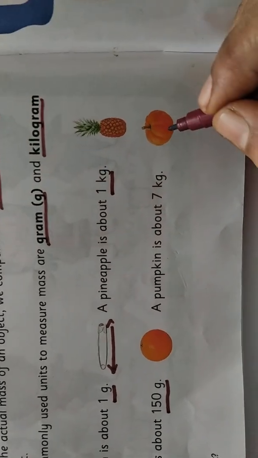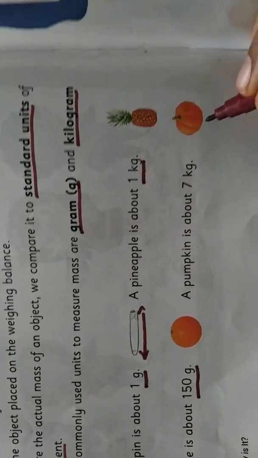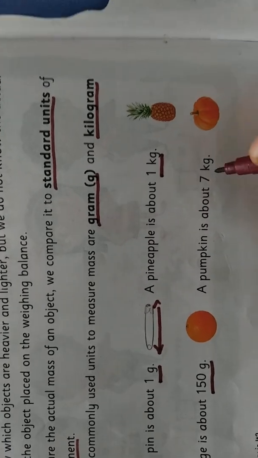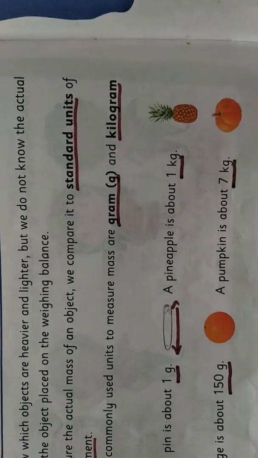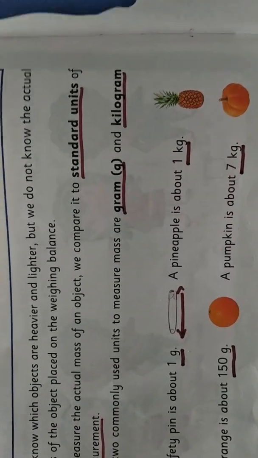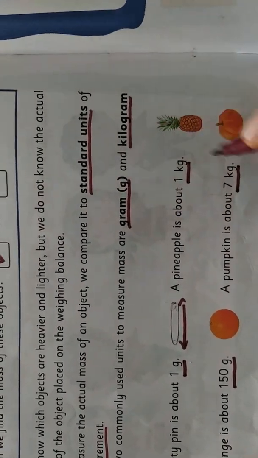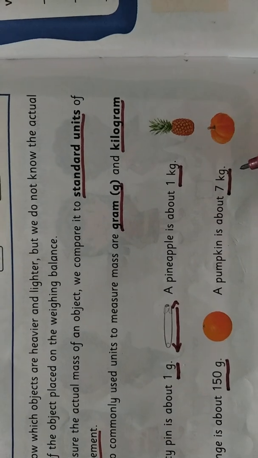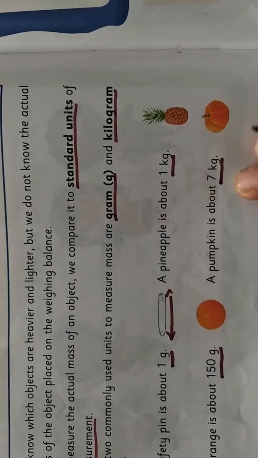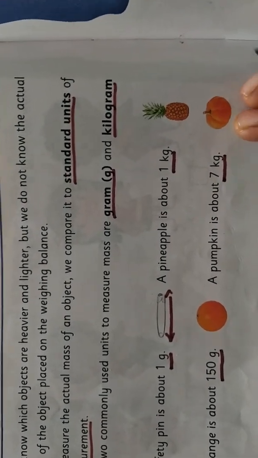A pumpkin is about 7 kg. So this is a pumpkin. And what is the weight of this pumpkin? 7 kg, 7 kilogram. So kg is the short word for kilogram. Kilogram, and what is the short word? Kg. So a pumpkin is about 7 kilogram.